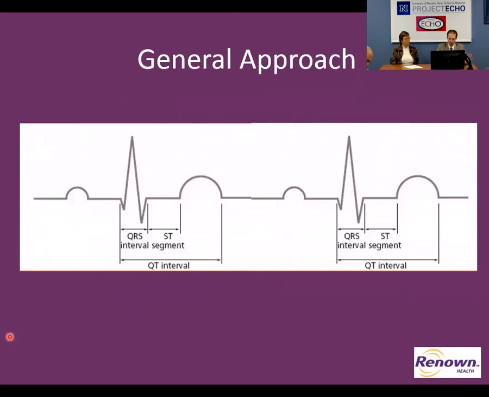So this is very rudimentary, so I'll apologize, but for everyone, remember an EKG is composed of a P wave, QRS complex, and a T wave. The P wave is atrial contraction, QRS is ventricular depolarization, T wave is ventricular repolarization. There are various segments of the EKG pictured: QRS, ST, QT, PR, which is not pictured.